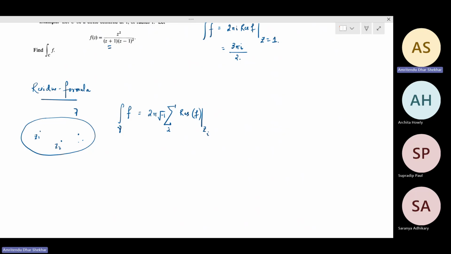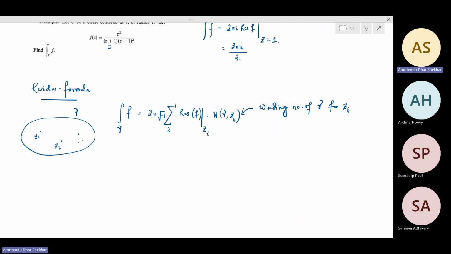There's also this term, W of F comma Zi. Actually, I wrote F, it's actually gamma. The winding number of gamma for Zi. Essentially, this counts the number of times the curve loops around that particular point Zi. For simple cases, the winding number is equal to one.